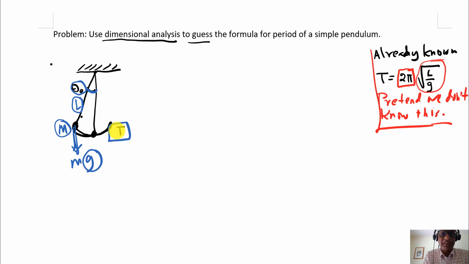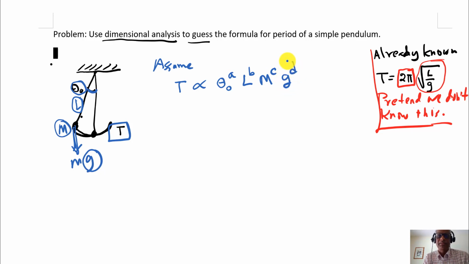So these are the variables I want to write. I write a formula, and I'm going to assume that T depends multiplicatively on them, but I just don't know what exponent on each one of them. So T might be proportional to theta 0 to the power a, L to the power b, m to the power c, and g to the power d. We can write this now.